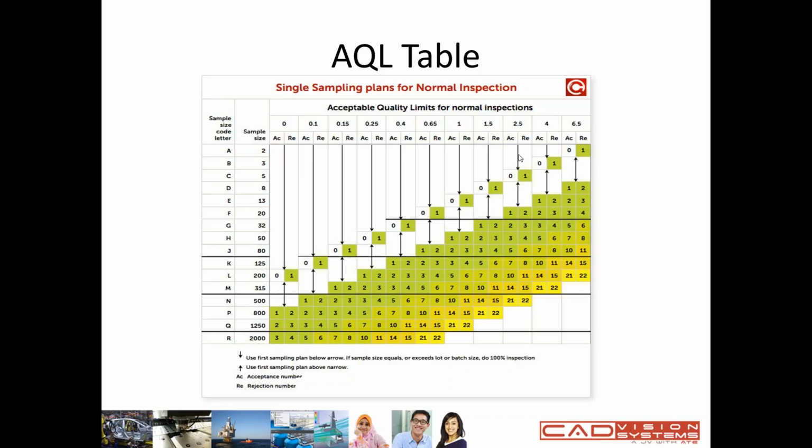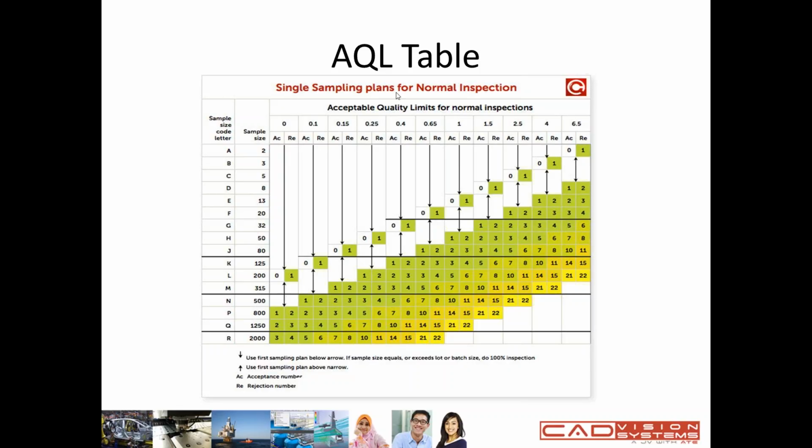For the minor defects, you look at the 4% and look at row L again. It gives me 14 and 15. It means that if you have 14 minor defects, everything is still acceptable. If you get 15, we reject the whole batch as well.